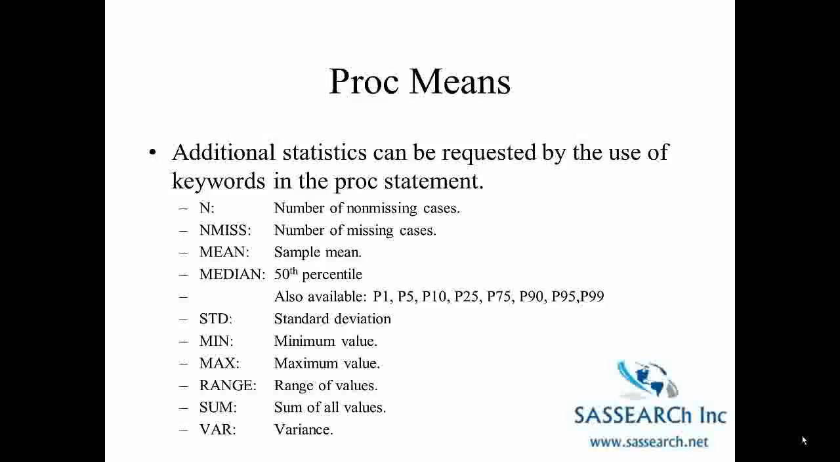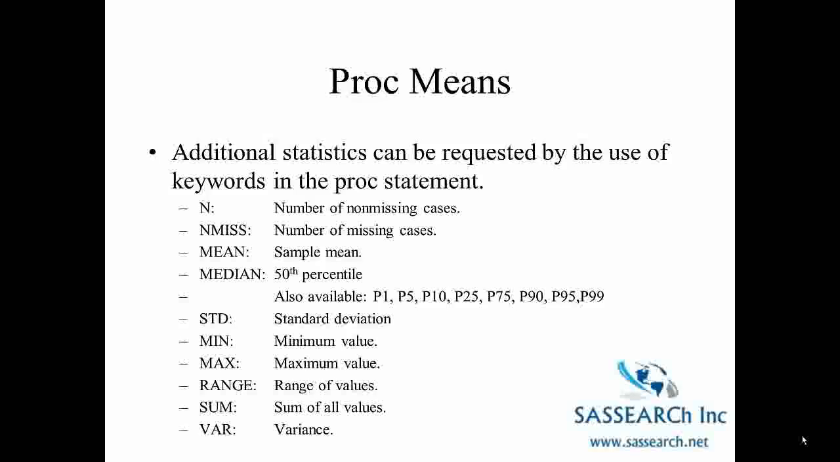There are additional statistics that can be requested for PROC means by using one of these keywords in the PROC statement. So here are just some of the many additional statistics that could be requested. Again, N is the number of non-missing cases. So if, for example, you have a variable age, and your dataset has 100 observations and only 90 of them have a value of age entered for that variable, then the N would be 90, even though you have 100 observations that were read into your dataset.